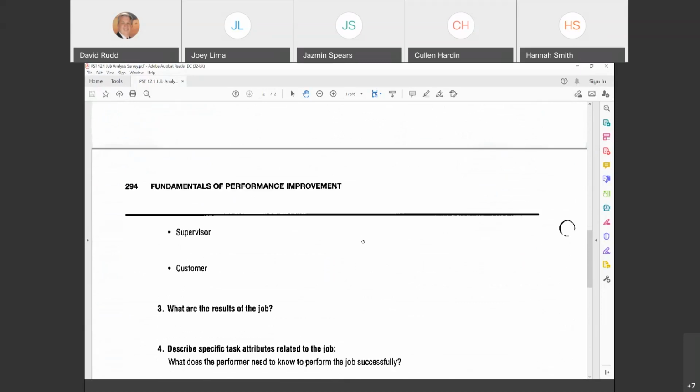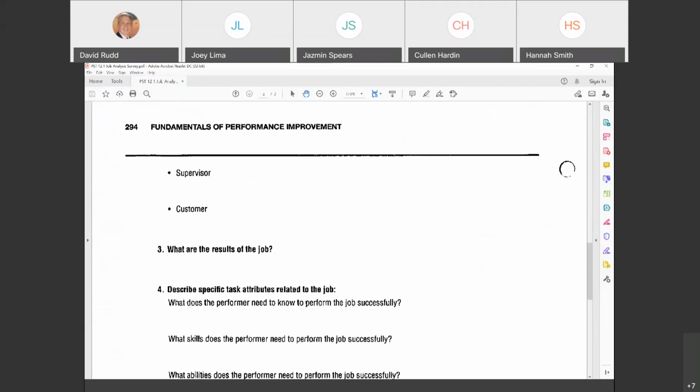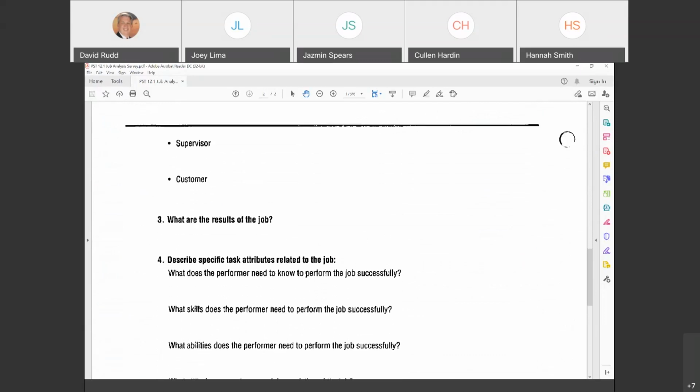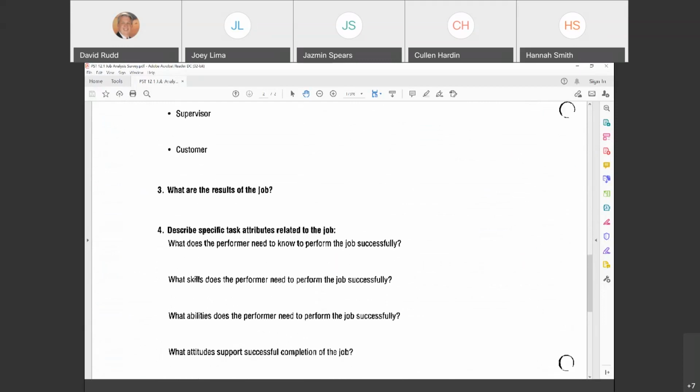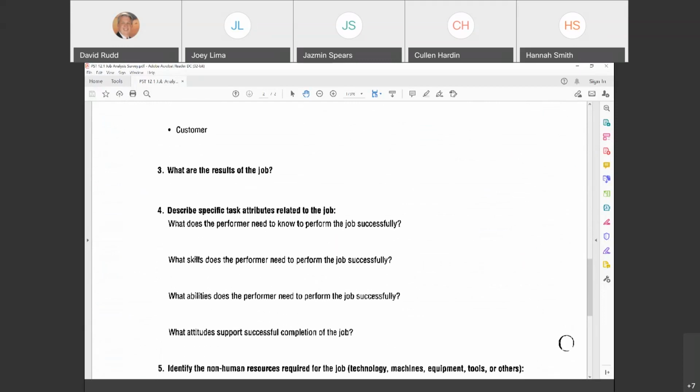Another area you want to look at: what are the results of the job? What's the end result? Are they producing some type of product? Are they customer service oriented? Are they conducting sales, okay, and so forth? So what's the final result of that job? We all have some type of outcome, okay?